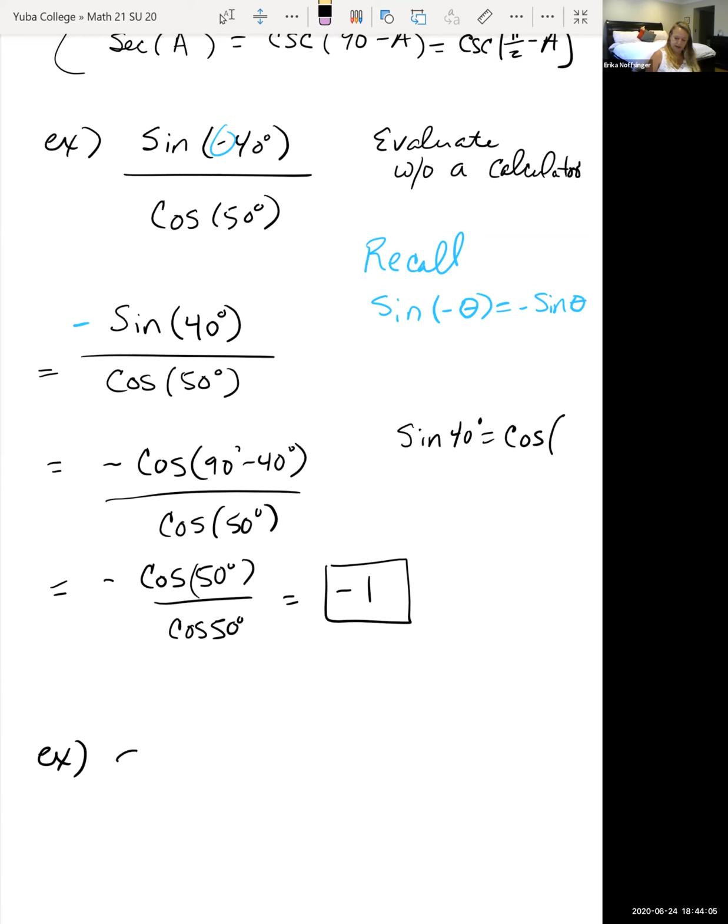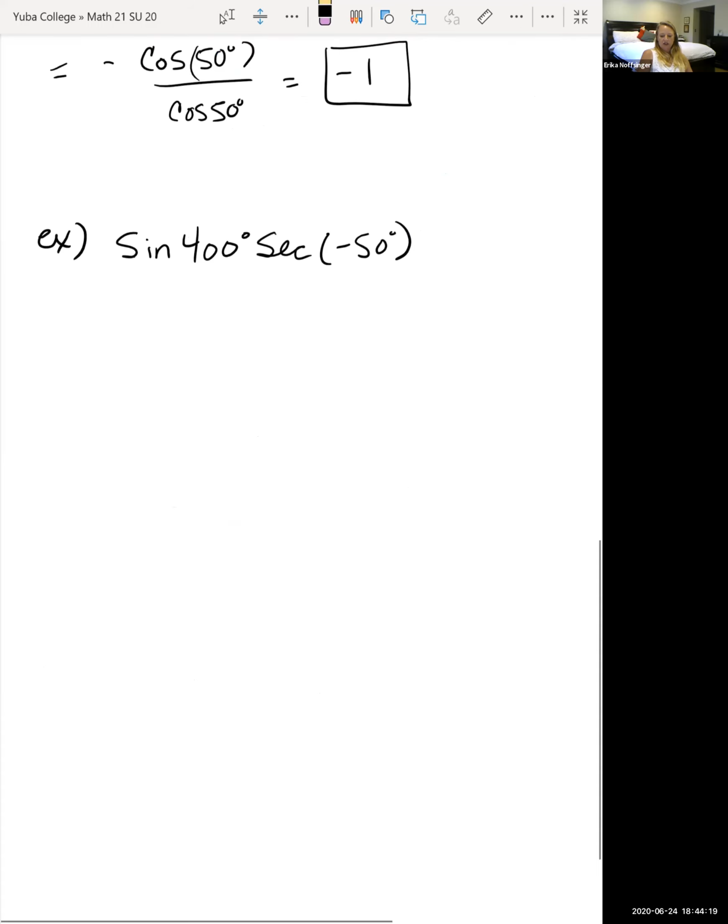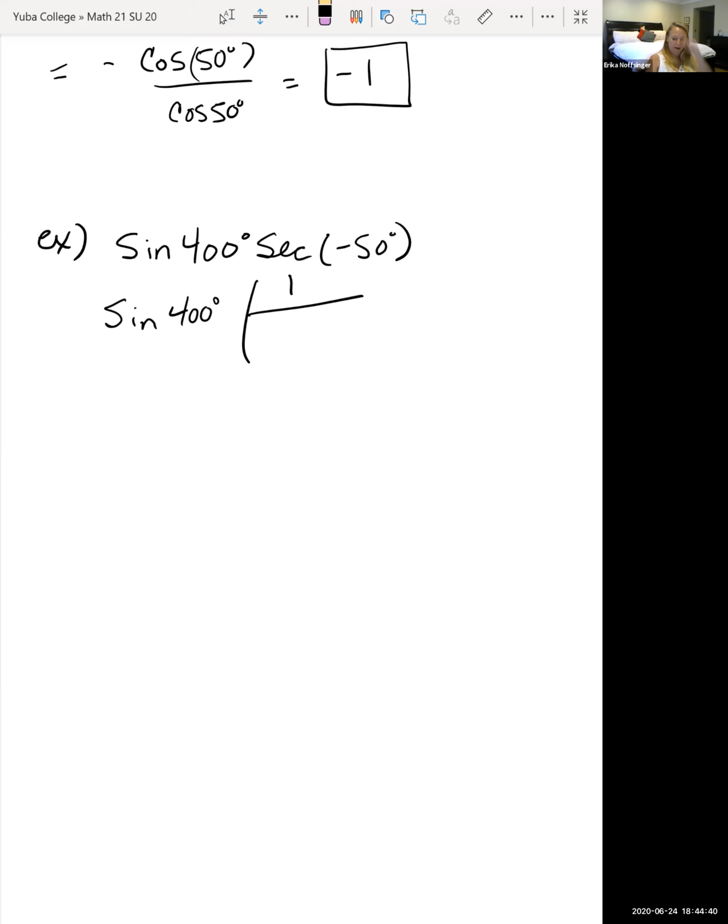So what about sine of 400 degrees times secant of negative 50 degrees? Again, it's asking us to do this without a calculator. I see secant, and I don't like that, so we could rewrite it in terms of sine or cosine. Secant starts with an S, so it's 1 over the trig function that starts with the other letter, so cosine of negative 50 degrees. This almost looks like the same thing.